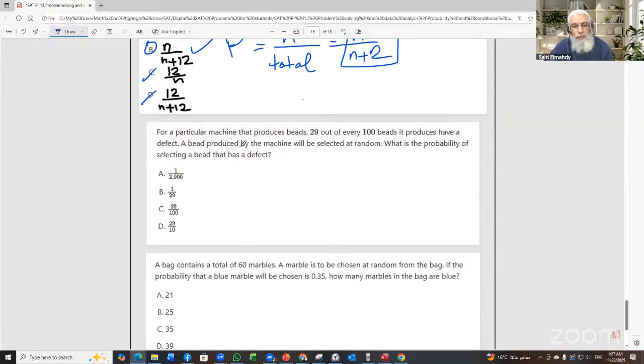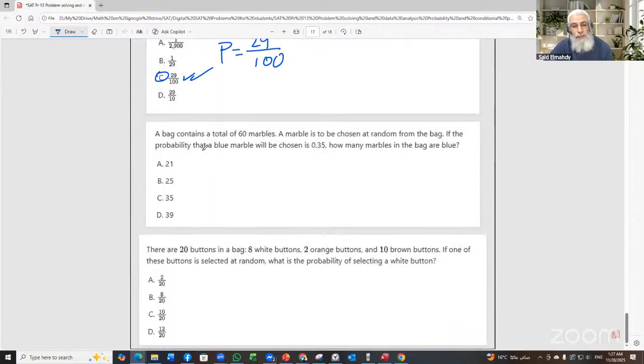For a particular machine that produces beads, 29 out of every 100 beads it produces have a defect. A bead produced by the machine will be selected at random. What is the probability of selecting a bead that has a defect? So probability is just 29 over 100, which is number C.